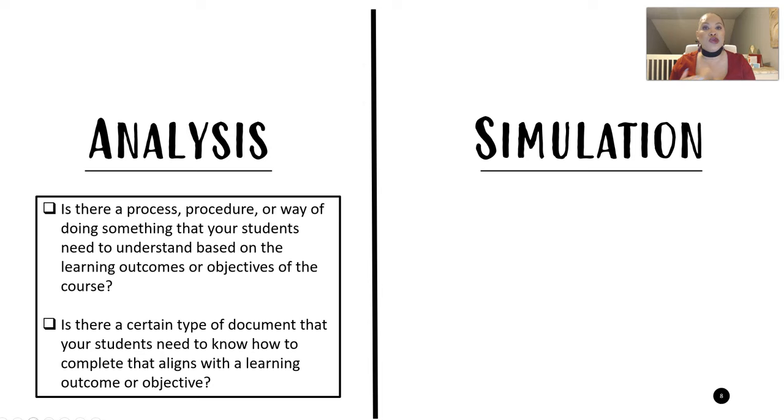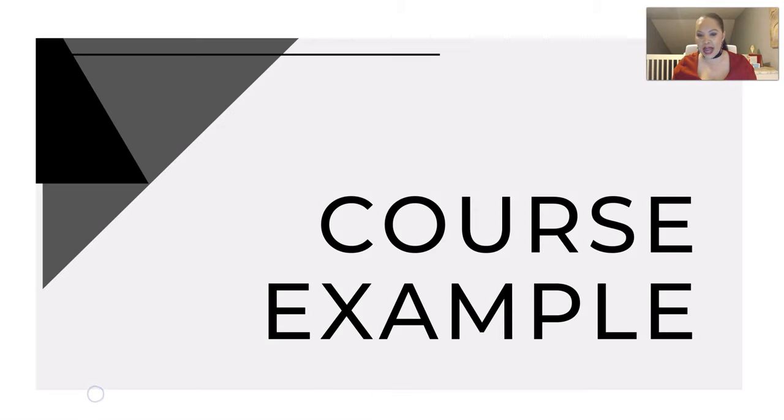It doesn't matter if it's a music course, if it's a science class, if it's a law course, a nursing course. Is there a procedure or a process or a way that things have to be done in your industry pertaining to your course that your students need to understand? Hope that helped. Now, there also may be a document in your industry that relates to the learning outcomes of your course that your students need to understand how to complete. Okay. And I'm going to show you an example of what I mean.